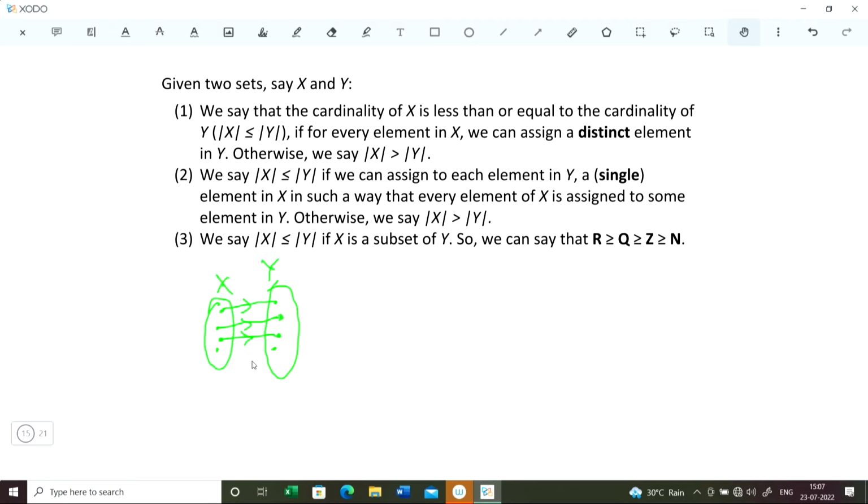So does that make sense? What Y is trying to tell X is that my army is at least as big as yours. So is that fine? Now to give you a picture of the second statement, here we start with Y and assign to it the elements of X.